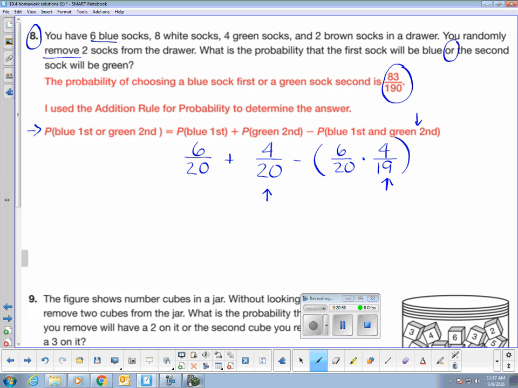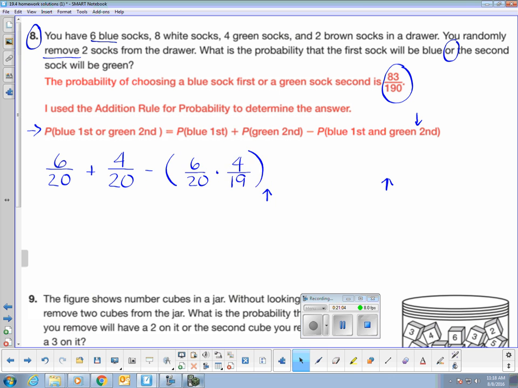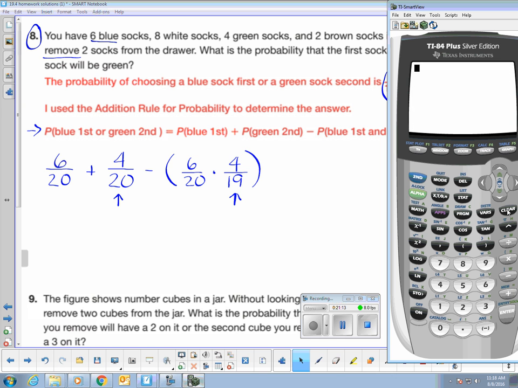All right, so if we use this rule, let's see if I can move this over a little bit here. I can get all of this over to the right now. And then we can put this into the calculator. Just remember, these are the 2 things that are a little bit tricky here. And that's why I showed you the other way first. So 6/20ths plus 4/20ths minus the product of 6/20ths times 4/19ths. And there we get our 83 out of 190.